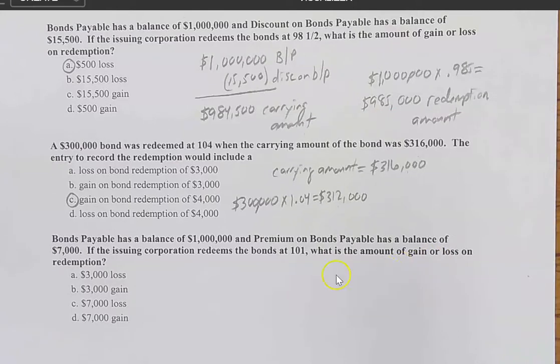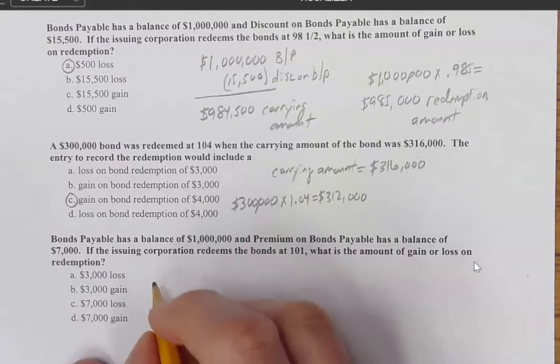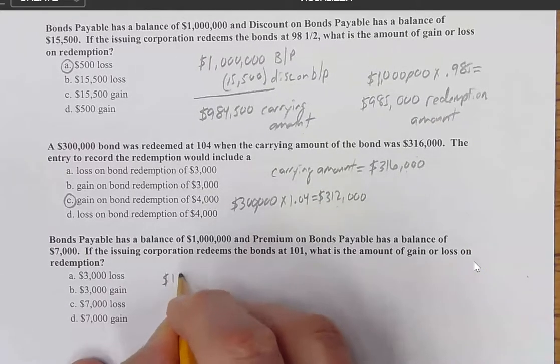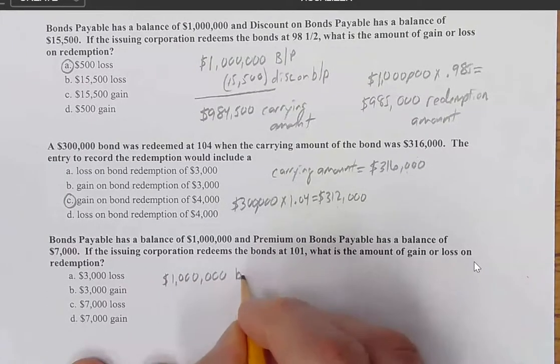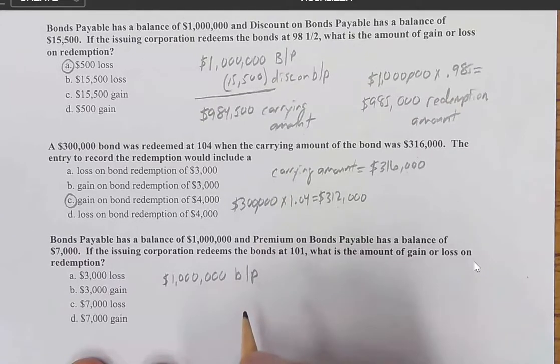Last question, and then I'll be quiet. Bonds payable has a balance of $1 million, and premium on bonds payable has a balance of $7,000. If the issuing corporation redeems the bonds at 101, what is the amount of gain or loss on redemption? Okay. Getting a lot of practice with this. We're going to get it all right on the test.